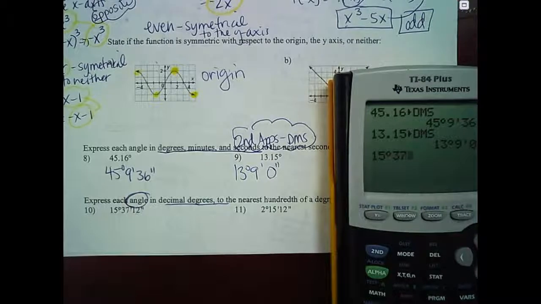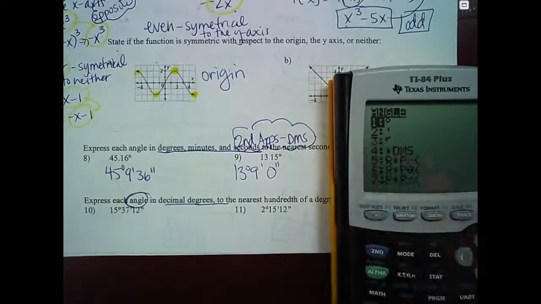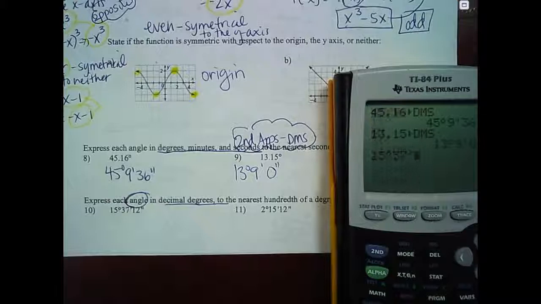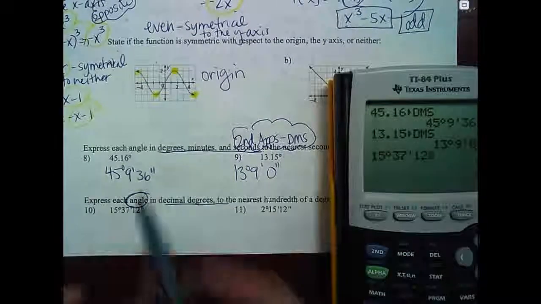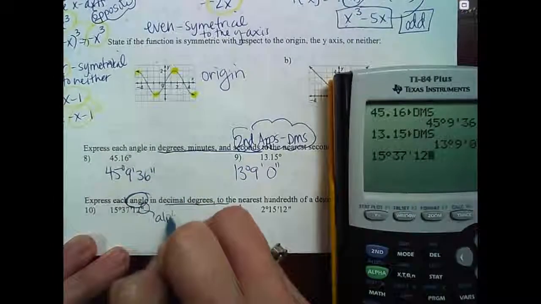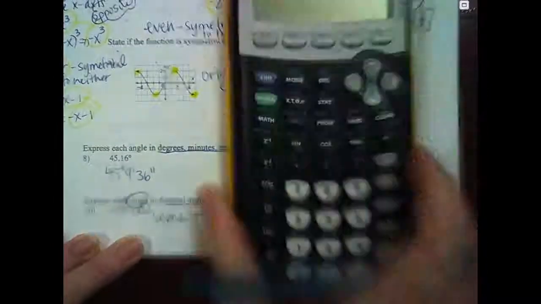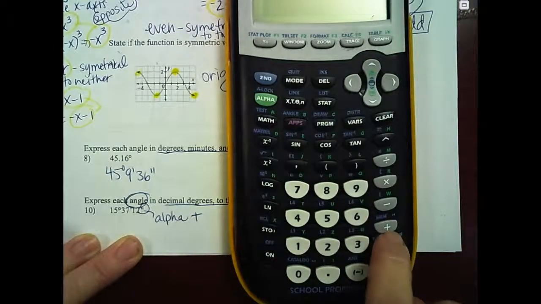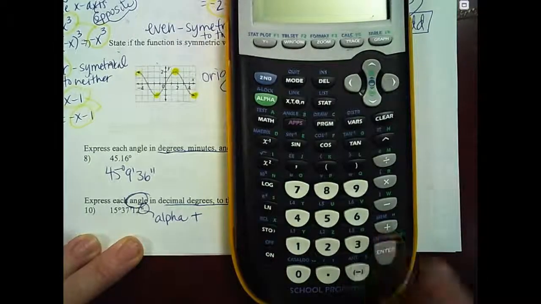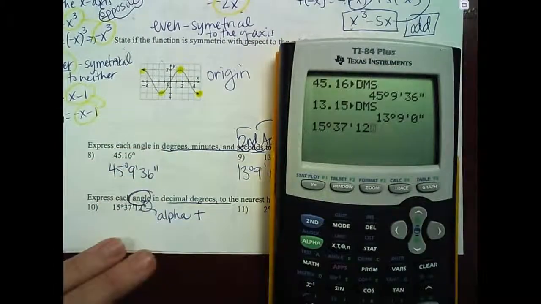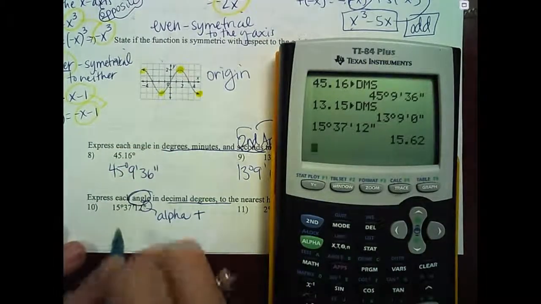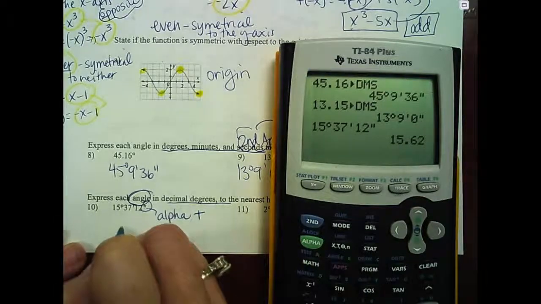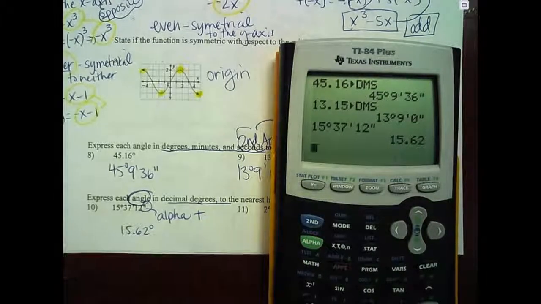37, go back to second apps, and number 2 is your minutes. And here's the hard part, 12. Do you remember where the seconds are? Remember, for some reason they aren't there. Yeah, good job. To get to the seconds, you might write yourself a little note. This is alpha plus. They're right here, those little 2 green things above the plus symbol. So you go to alpha plus and then hit enter, and you get 15.62 degrees.